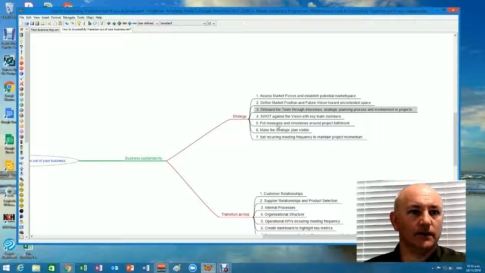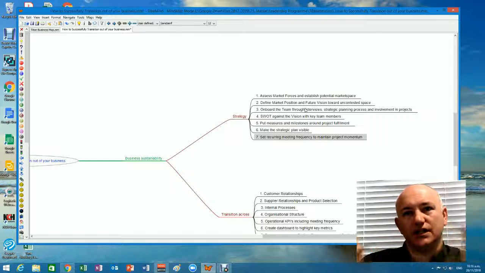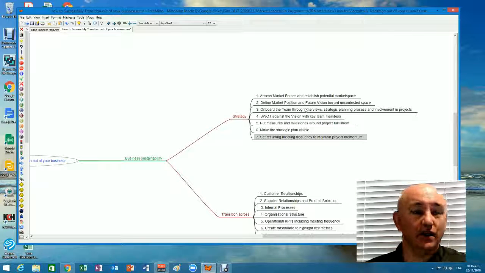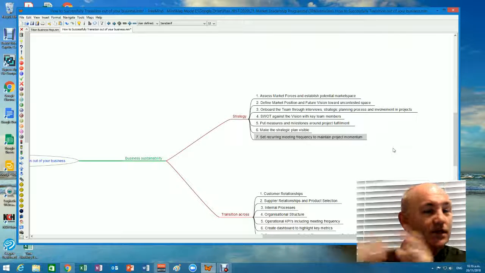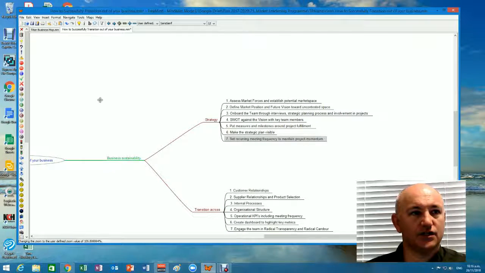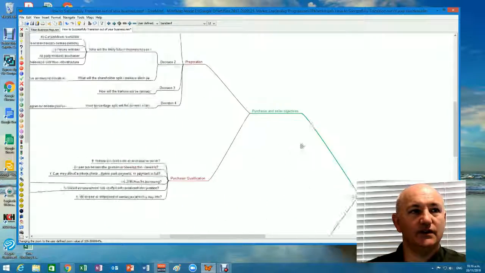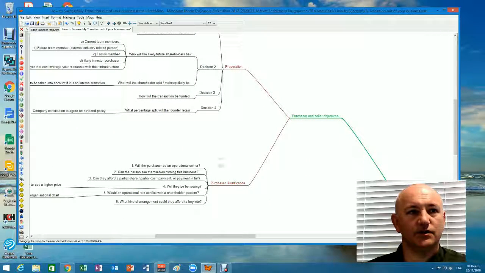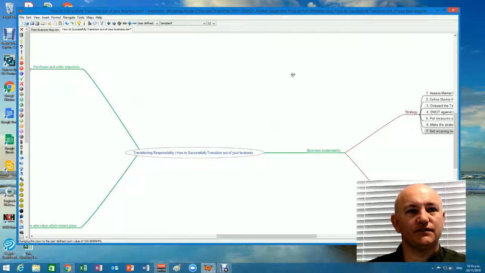Okay, and we need to make the plan visible. We need to set recurring frequency to make sure that projects get executed. Okay, so one of the big things that happens when we do strategic planning is that we have a nice day out, or we take some time aside, we do the plan, and then nothing gets executed, right? And it can be hugely frustrating and demoralizing for the business owner that's got a 3 to 5 year transition out plan. Okay, so because none of this stuff can happen if this stuff's not happening.